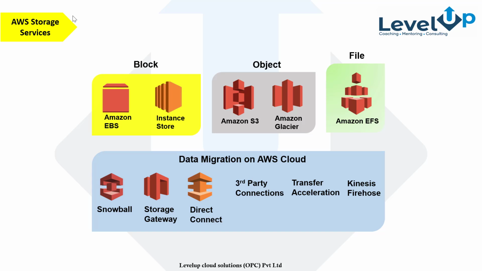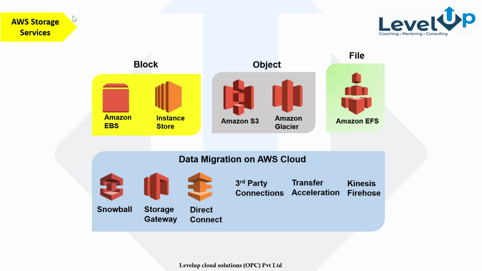If we speak about block storage, there are two services on AWS. One is called Amazon EBS. Second one is called Instance Store. And to store object kind of storage, AWS has a service called Amazon S3 and Amazon Glacier. Glacier is basically used for archival storage, or if you want to store any data for longer times. And if you want to work with a network kind of file storage, AWS offers a service called EFS.